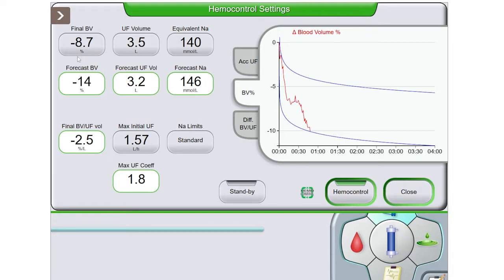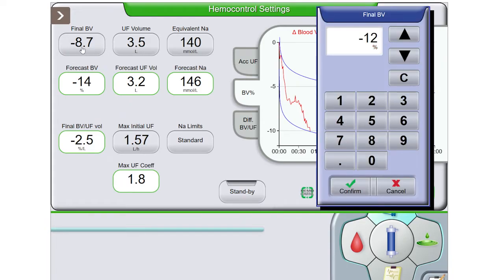So unfortunately, the simulator will populate the values for us. It doesn't give us a lot of free will here, but I'm going to click on final blood volume, and it's going to automatically lower it from 8.7 down to 12. So it is lowering it by just 3.3 points, so a little bit outside of the bounds of our normal 3-point limit, but pretty darn close. So we're going to hit confirm, and the machine is then going to carry on.